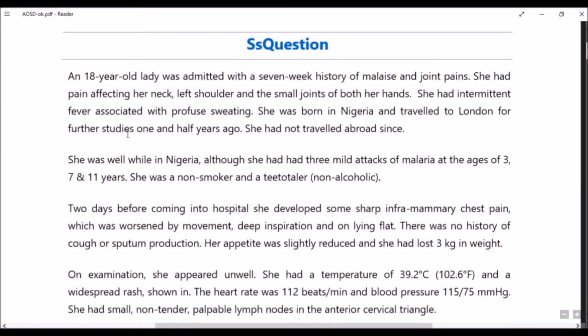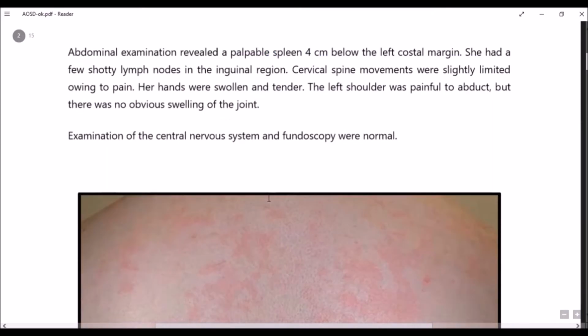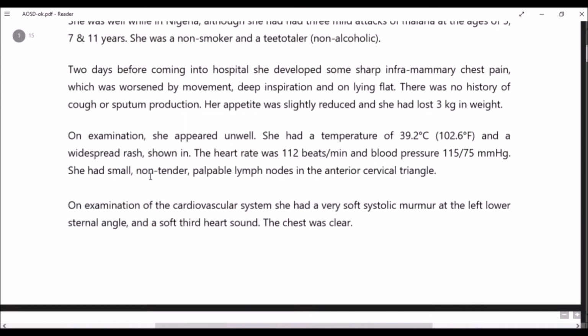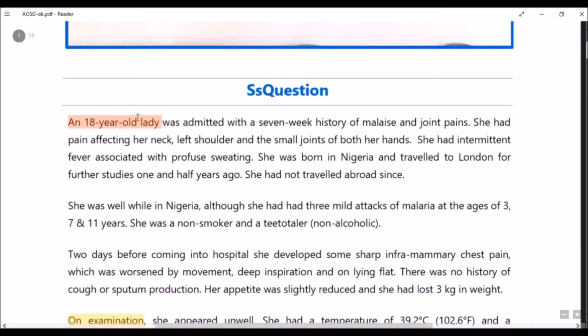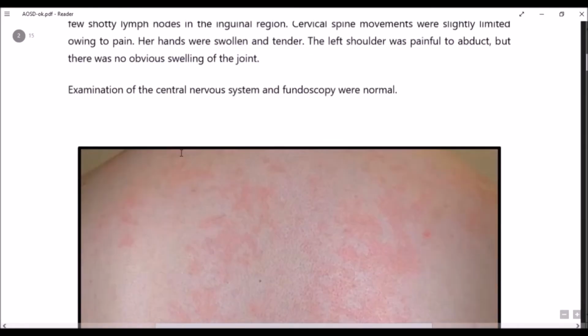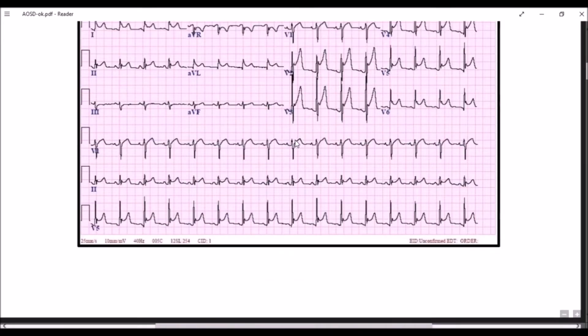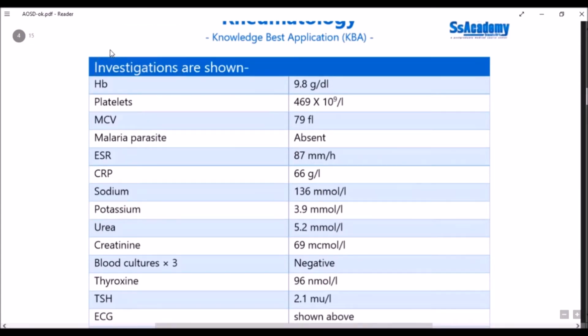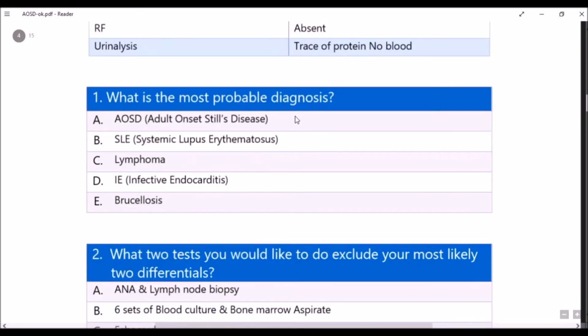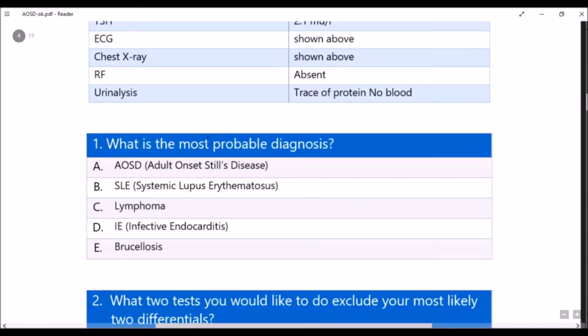So let's talk about how we divide the questions. Let's have an example right here. The question starts with an 18-year-old lady, and then goes down, and you see the examination findings. After that, you see some photographs given here, and another photograph. After that, you see some investigations given, which we call the data. And lastly, the question is given: what is the most probable diagnosis? And after that, you'll see the answer options.